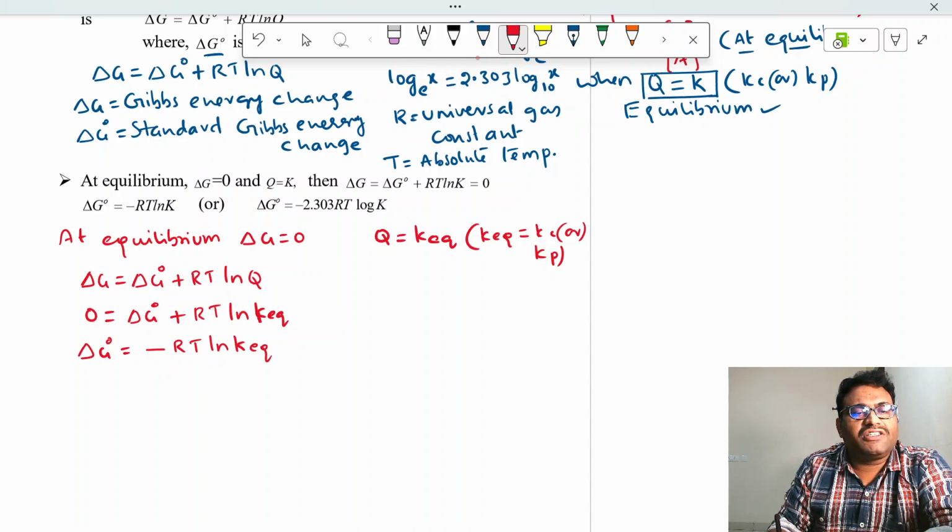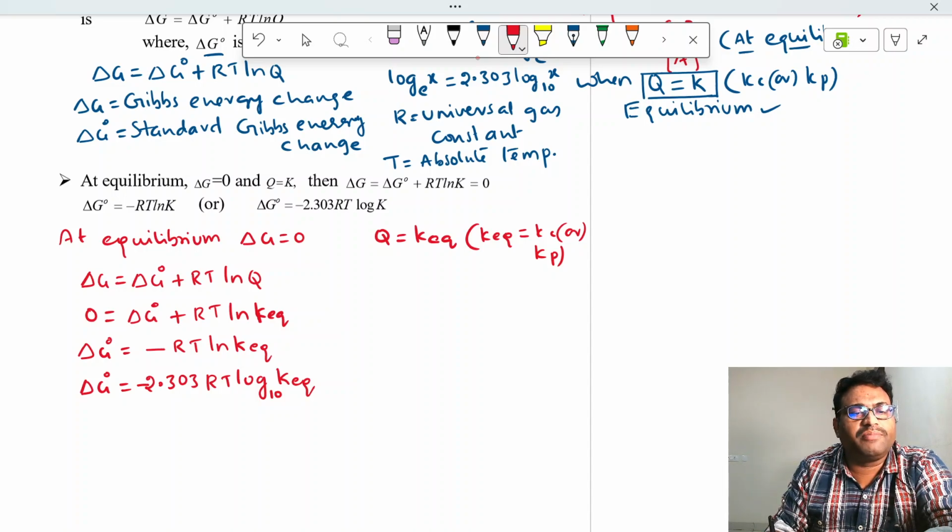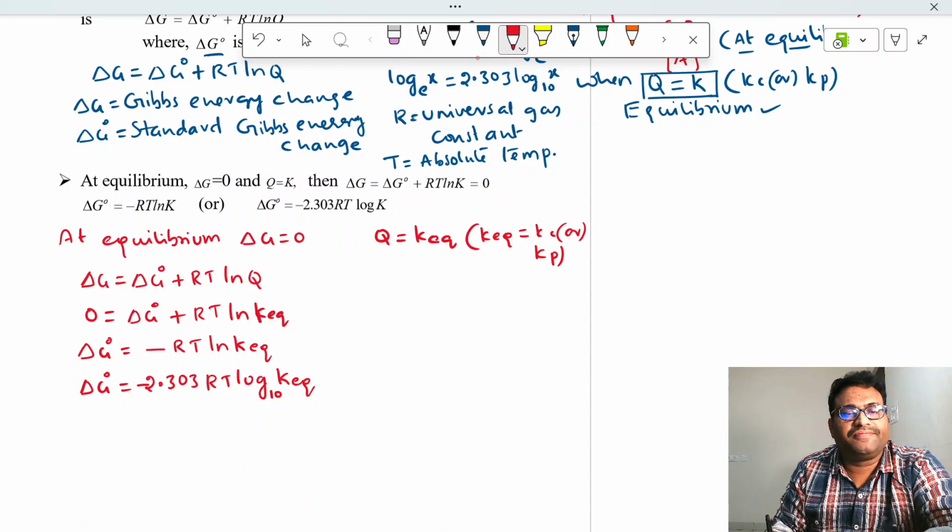So if you convert this natural log into log base 10, then I can write delta G naught is equal to minus 2.303 RT log K equilibrium base 10. Up to now it was base e. Now we have converted from base e to base 10.